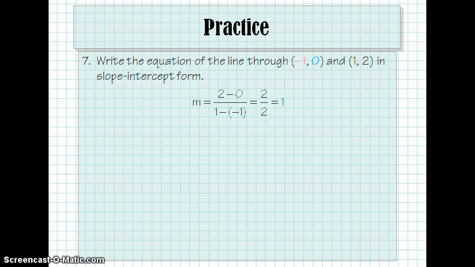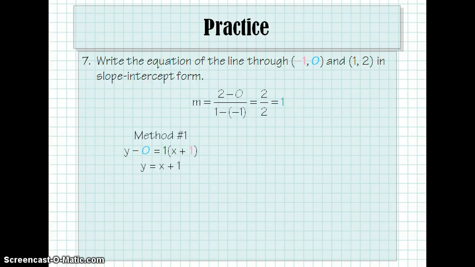Alright, so first off I have to find my slope. I'm going to take 2 minus 0 over the difference in x, and I end up with a slope of 1. Now for the first method, again, I'm going to use point-slope form: y minus y1 equals m times x minus x1. This actually works out pretty nicely because my y1 is 0 and my slope is 1, so this simplifies right off to y equals x plus 1.